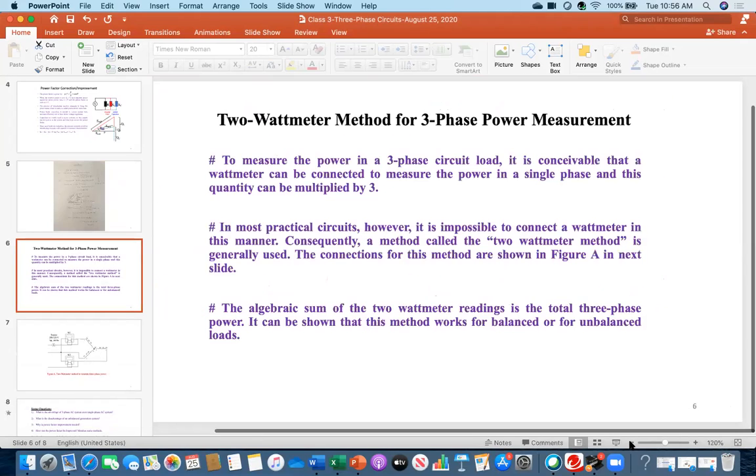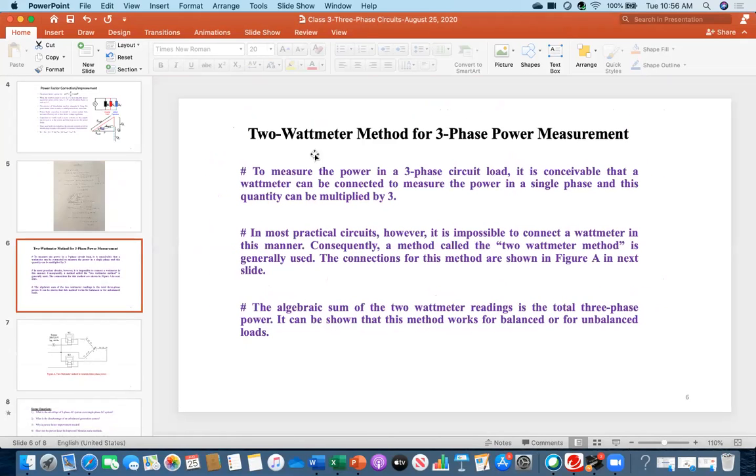Here you see what the topic is. The topic is the 2 wattmeter method for 3-phase power measurement. Meaning that I want to measure 3-phase power with the help of 2 wattmeters. You all know that a wattmeter can measure the power. For example, you have a coil and you want to measure the power. A wattmeter has 2 coils, a potential coil or voltage coil and a current coil. The voltage coil measures the voltage, the current coil measures the current. The multiplication of voltage and current will give you the power.